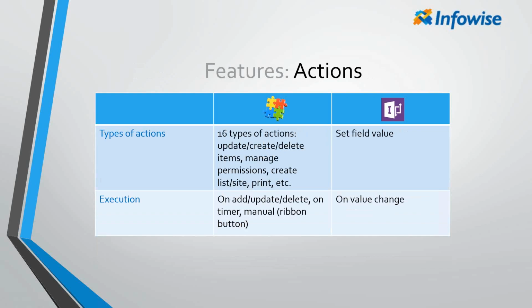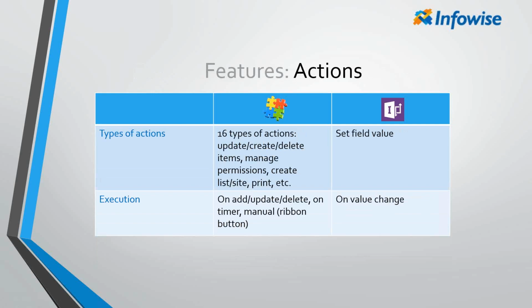Now, when are these actions executed? So in InfoPath, when you change the value of one field, you can, for instance, run an action to set a value of another one. In our case, you can run when an item is added, updated, deleted. It can run on a timer, for instance, 2 days before the due date of a task, or 1 year after the last modified of a document, or you can even run them manually by adding a ribbon button. Again, everything is done in configuration inside your browser.